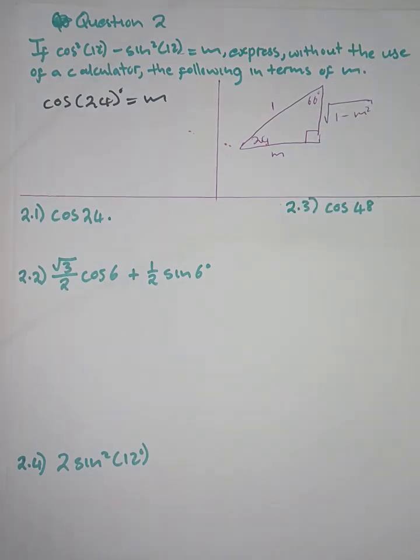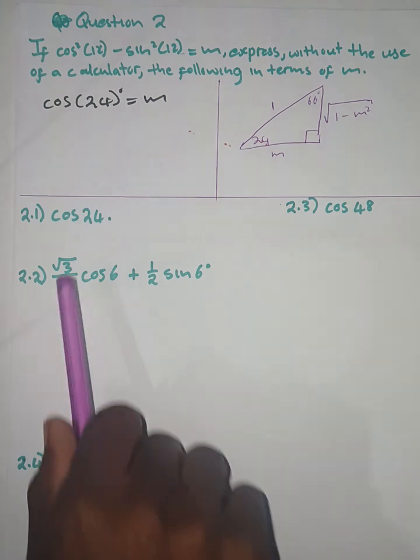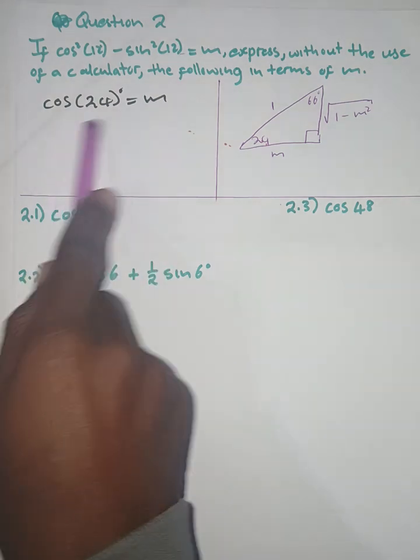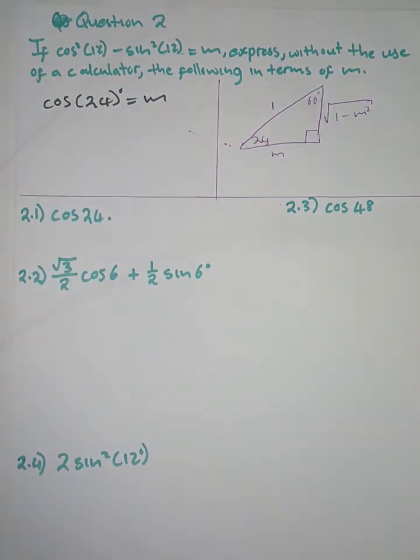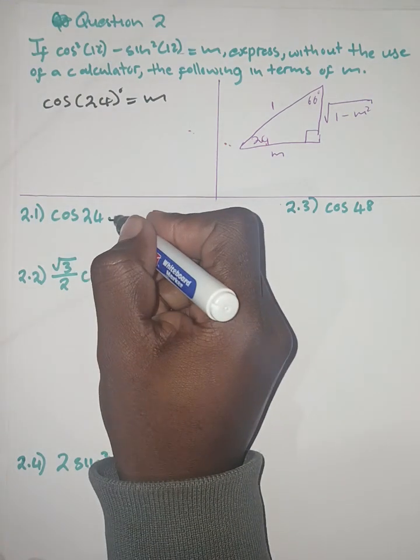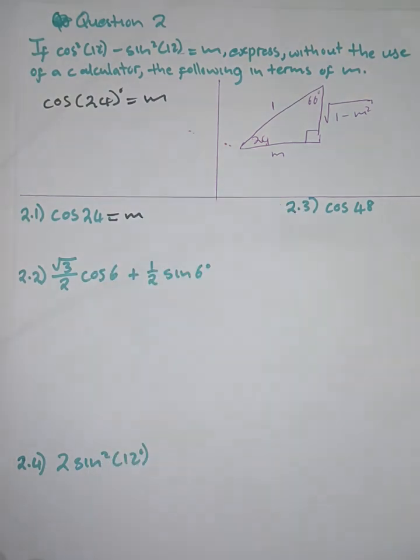Now remember, you must always try to fill in whatever information you can before you attempt the question. Now they say they want the value for cos of 24. Again, we can already see that that would be equal to m.